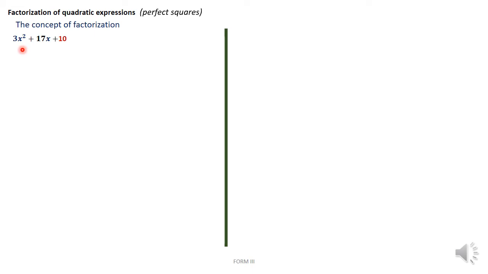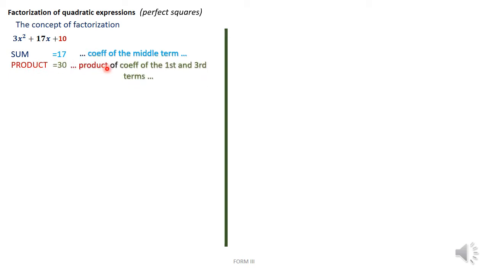If you're given an expression 3x squared plus 17x plus 10 and you're told to factorize, we progress as follows. First of all, identify the sum, which is in our case 17, and this is the coefficient of the middle term. In our case it was positive, so I've just written 17, so 17 just means positive 17. If this was negative, I would have introduced a negative sign here. Again, we identify the product, which in our case is 30, and this is the product of the coefficients of the first and third terms of the expression that was given. Again, if one of these is negative, it means the product will be negative also. If both of them have the same signs, we have positive 30, so we don't ignore negatives.